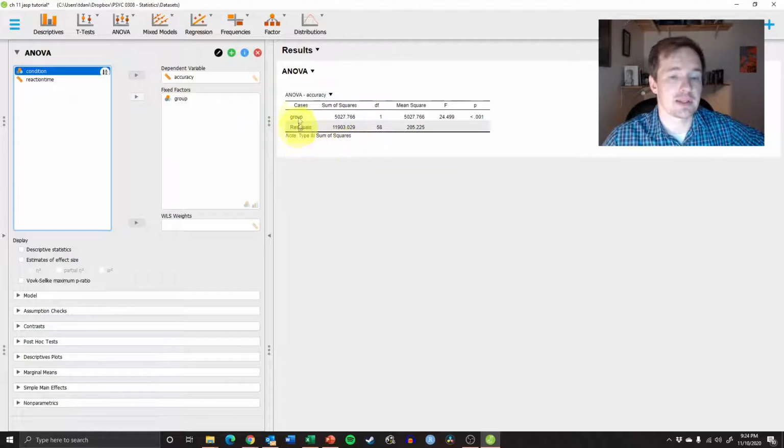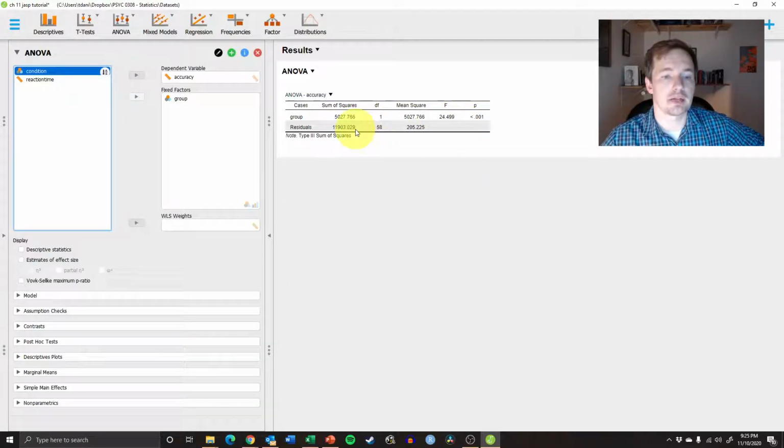The way that you interpret this is basically group is your between variable sum of squares. Residuals is going to be your within subject sum of squares. And so as we move across, you can think of this as like your between group sum of squares, your between group degrees of freedom, your between group mean square, and then finally your F value, which of course is dividing your between groups mean square by your within groups mean square. So that's where that value comes from. You can see this is less than 0.05, so we feel successful here.